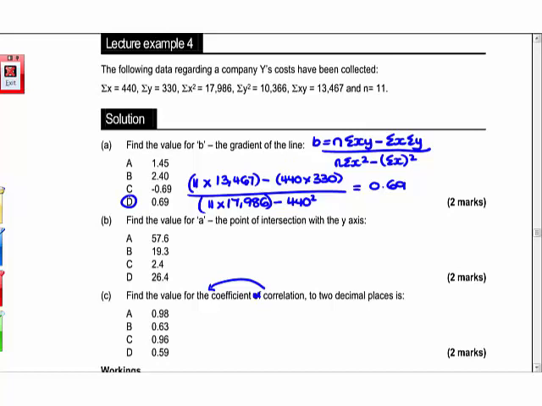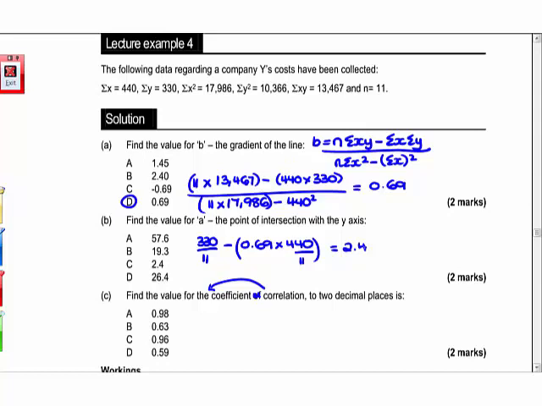Now we need to find the value of A, so we're going to need to use our answer for B there. So we're looking at the average of Y minus 0.69 times the average of X. So the answer here is 2.4. Got some nice straightforward numbers.